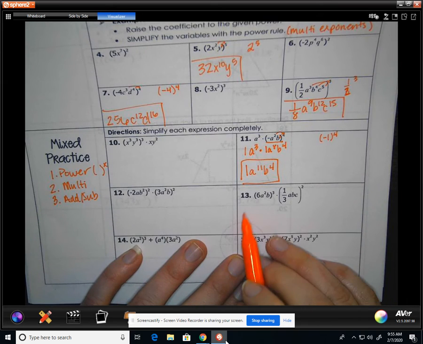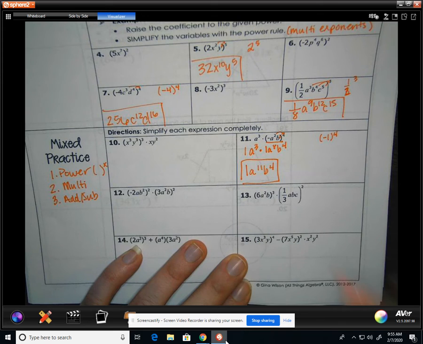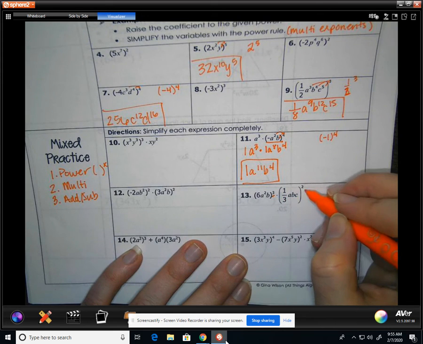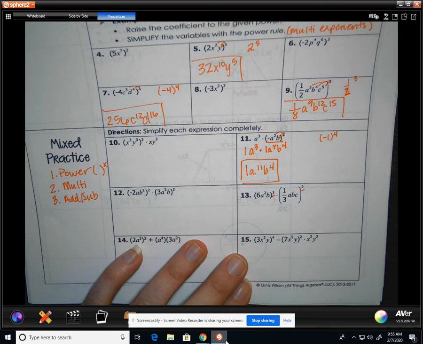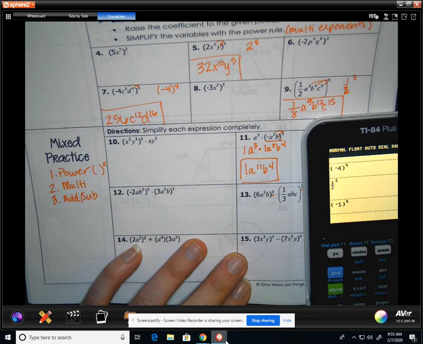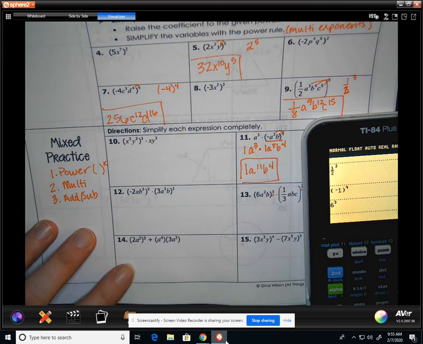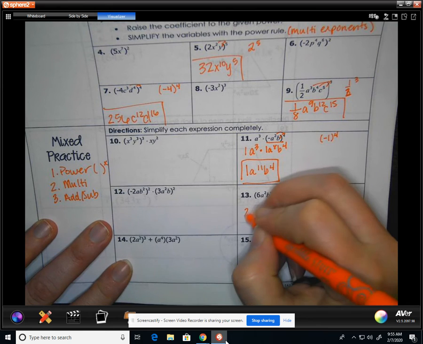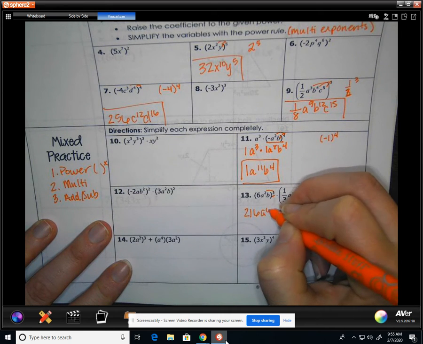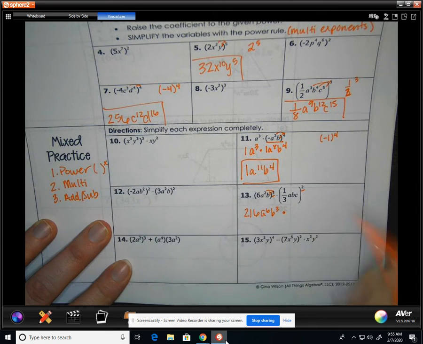Okay, for number 13, I have 6a squared b to the 3rd, so here's an outside power, and 1/3 abc squared. 2 outside powers, so that means you have to do the power rule twice. So we're going to do 6 to the 3rd, and that gives me 216. And then I just multiply. 2 times 3 gives me a6, and then 1 times 3 gives me b3. I keep the times sign.